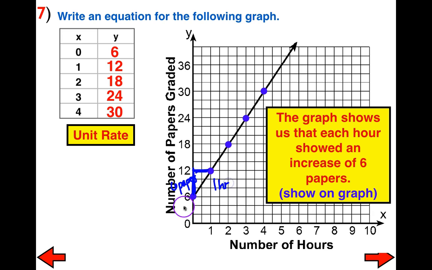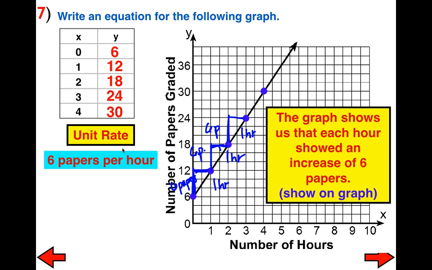So you got to be careful and take a look at your scaling. Just don't always assume this is 2 because you see 2 boxes. So here it's 6 papers. I'm just going to put P for short for every 1 hour. 6 papers for every 1 hour. So here I'm going to say the unit rate is 6 papers per hour.